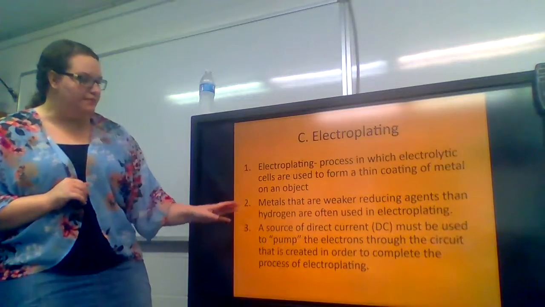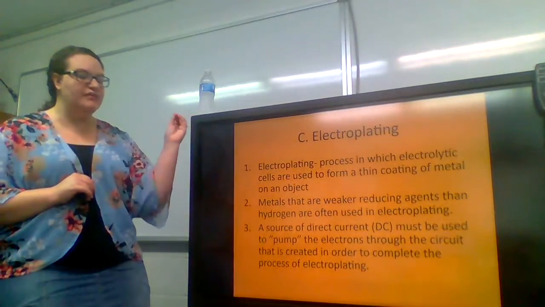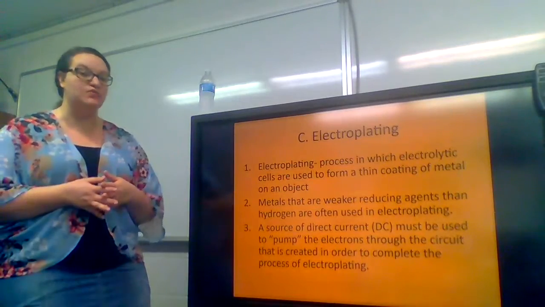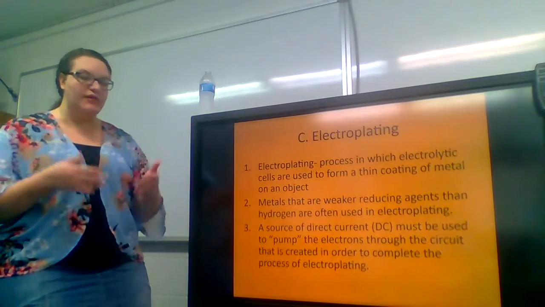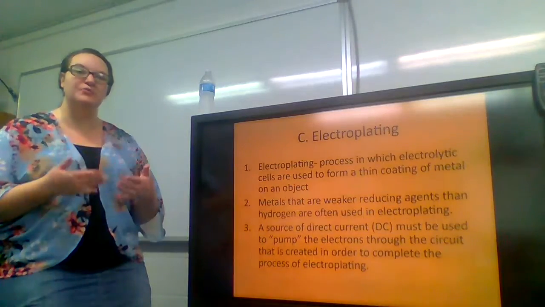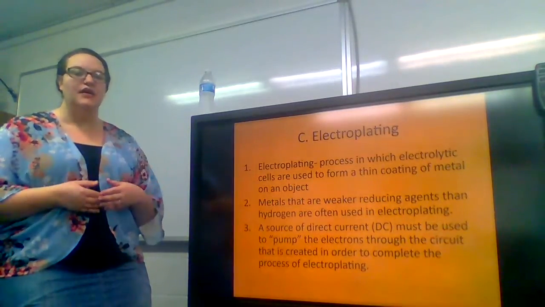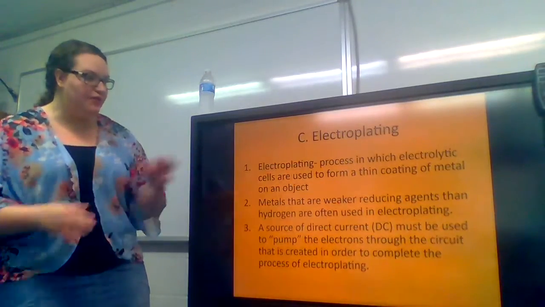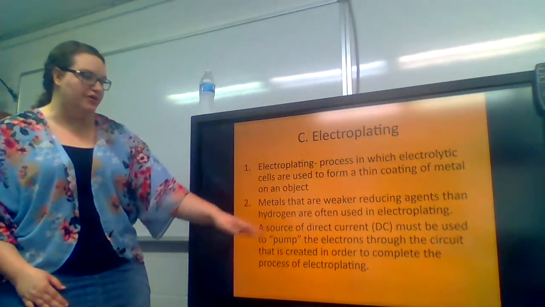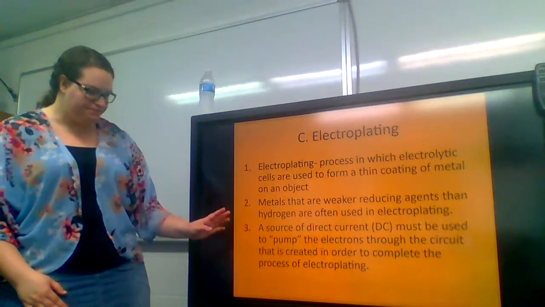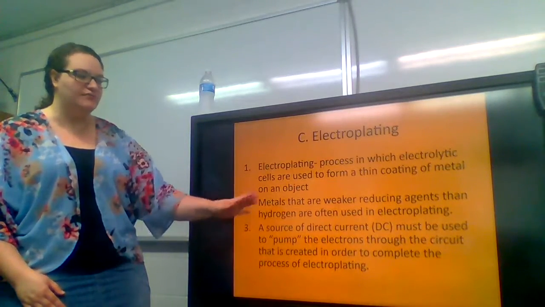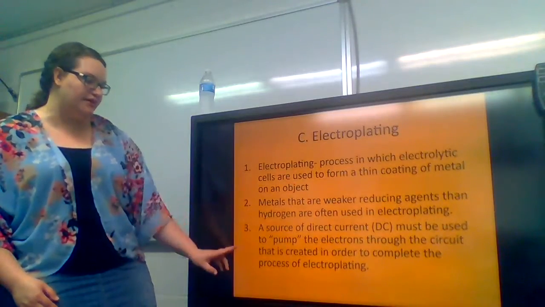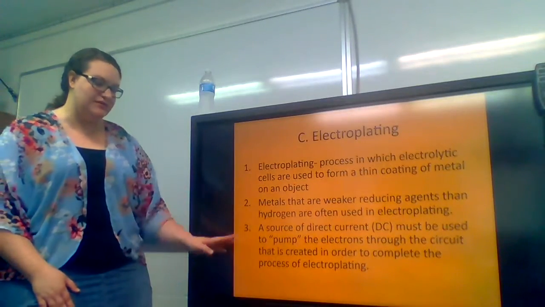All right, but it's when you just put a thin coating of typically a silver metal, but it can be a copper metal as well, over an object to help give it a little bit more strength, to help give it some protection, and in most cases just to make it look nice. But metals that are weaker reducing agents than hydrogen are often used in electroplating. And then a source of direct current, DC, must be used to pump the electrons through the circuit that is created in order to complete the process of electroplating.